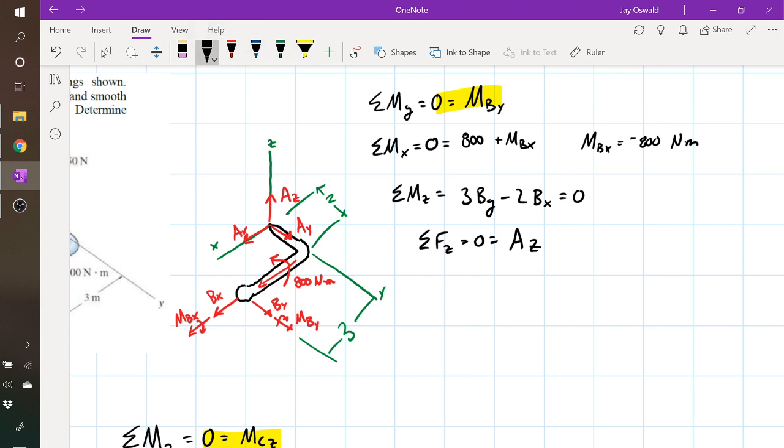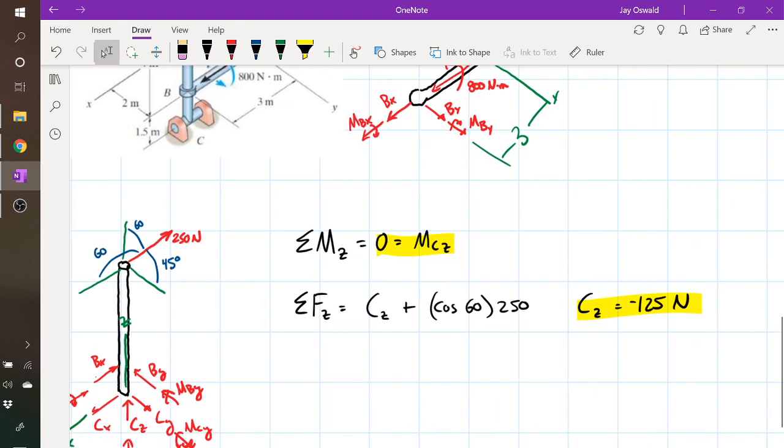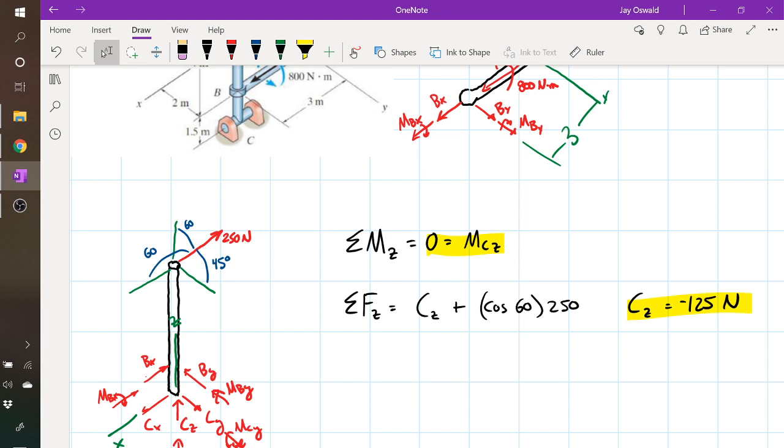So now I can go back to the other equation, right? I can look here and say, okay, I probably want to take moments about Y now because I know I just eliminated a term. And so if I look at that, I know MB, I'm going to write it.